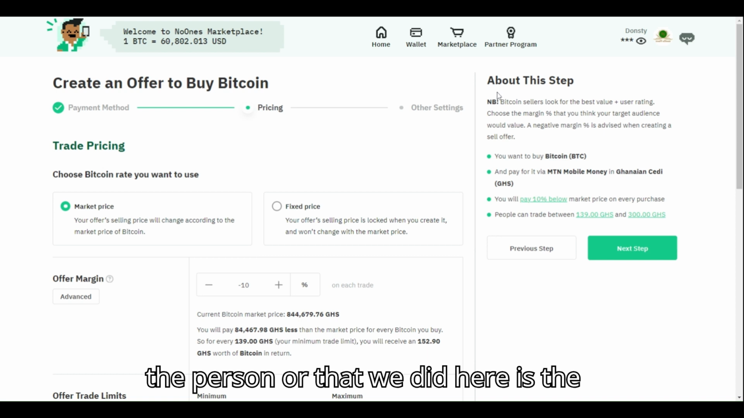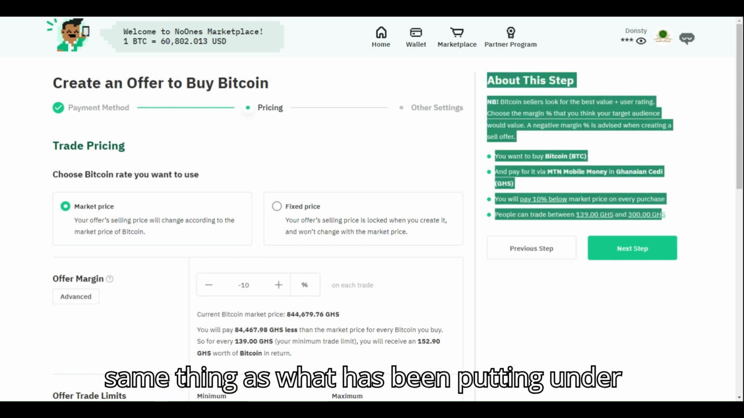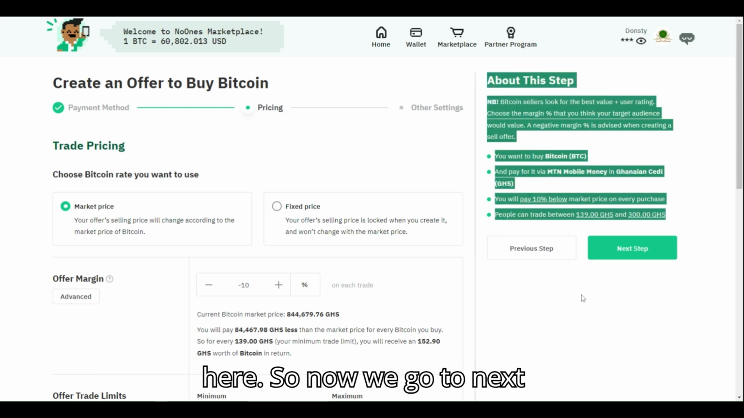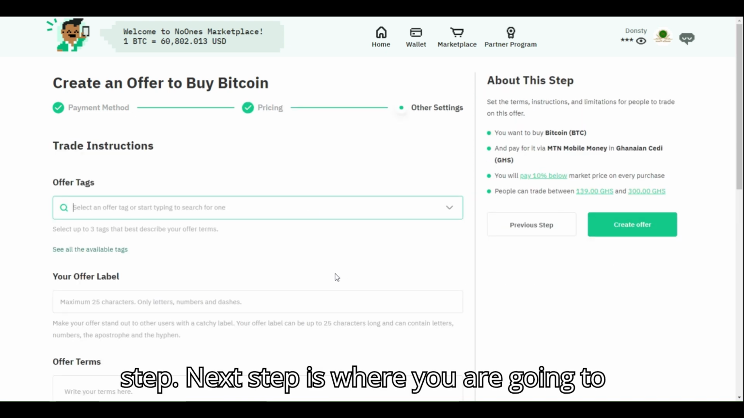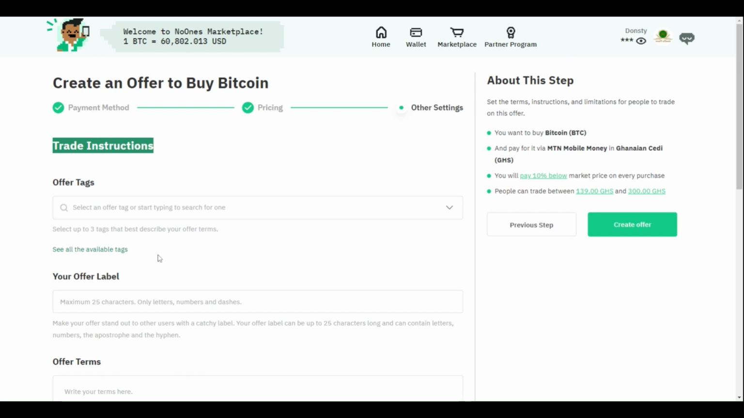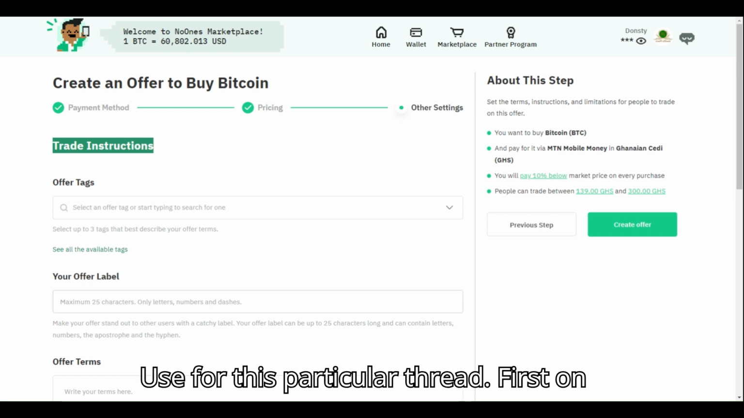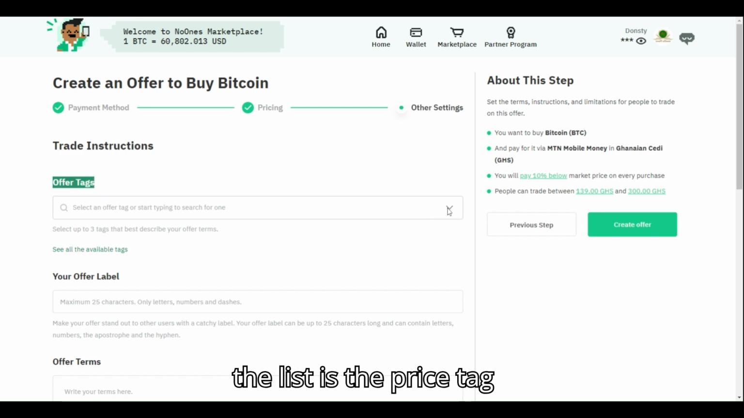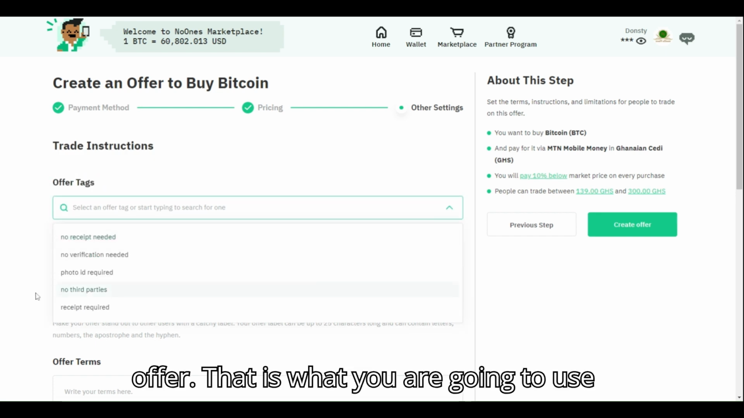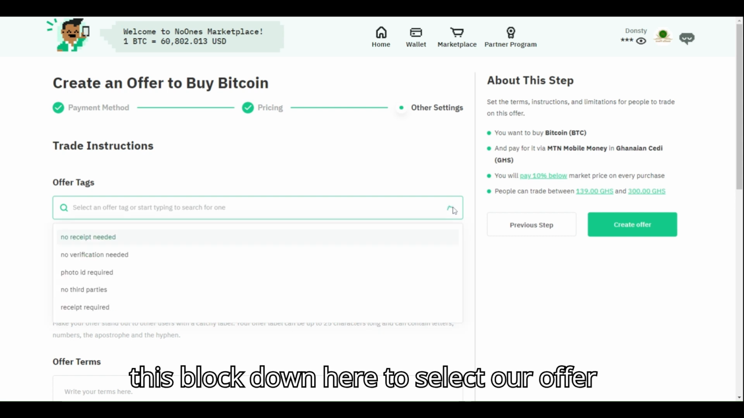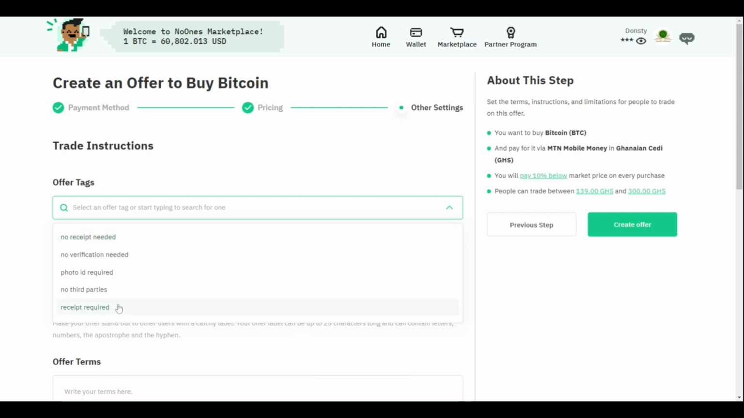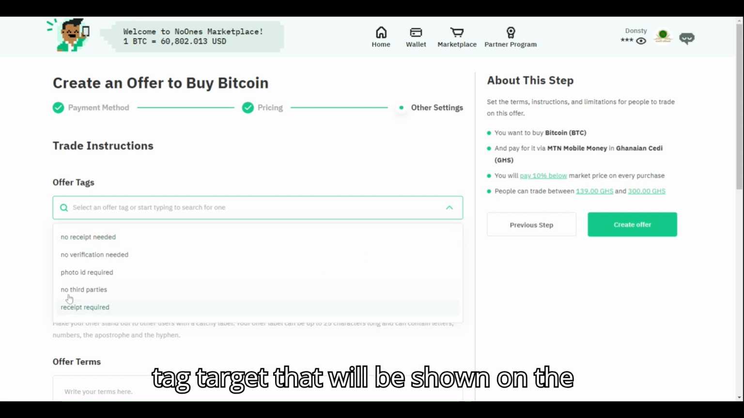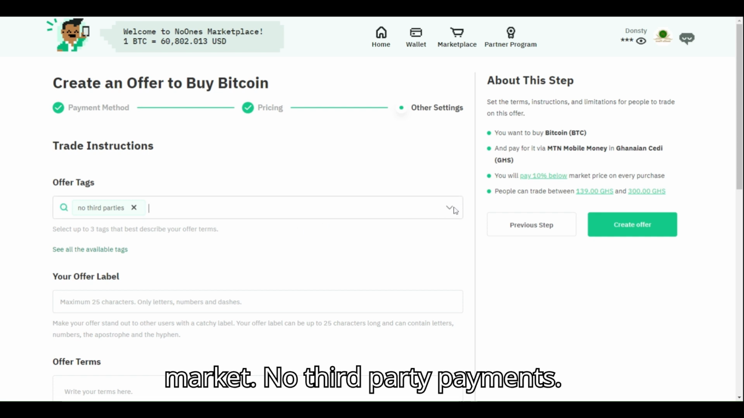All that we did here is the same thing that is being put in under here. So now we go to the next step. The next step is where you are going to give the trade instruction you want to use for this particular trade. First on the list is the offer tag. We are going to use this drop down here to select our offer tags, tags that will be shown on the market tab, no third party payment.